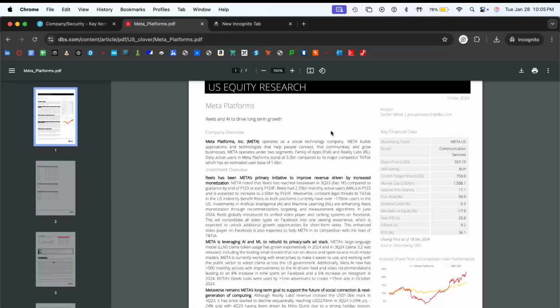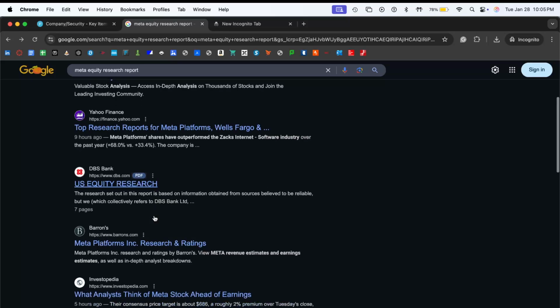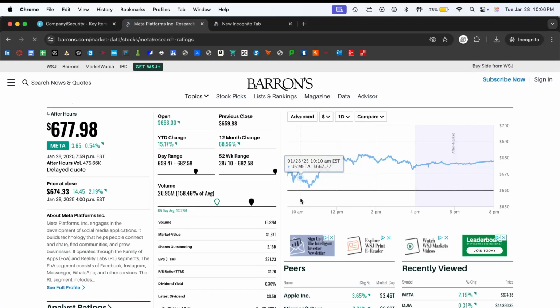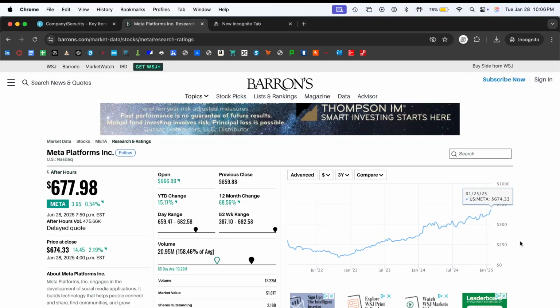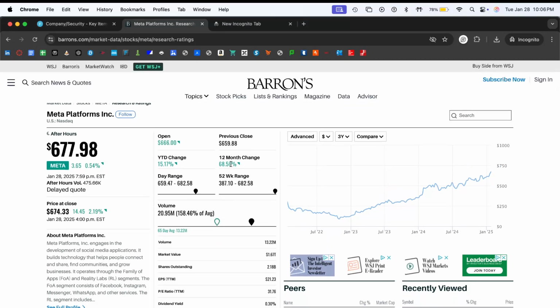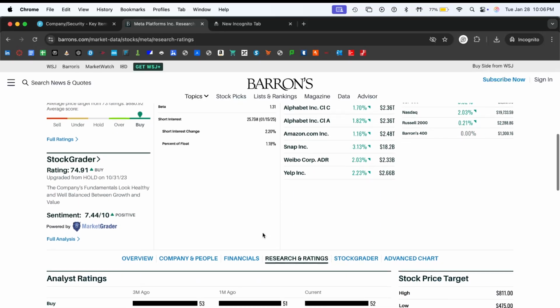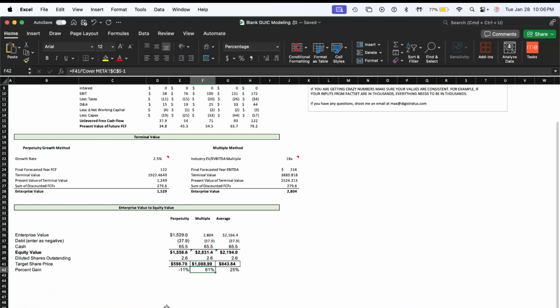So, Meta is generally pretty favorably looked upon, considering how well they've done, especially in the past few years. If you look at their price on a 3-year basis, they're up. I don't know how to use Barron's, but they're up almost 70% in the past year, which is crazy. And so maybe your valuation here is realistic.